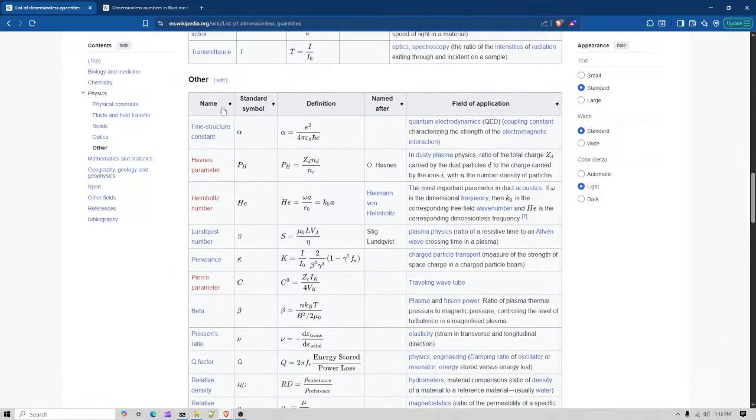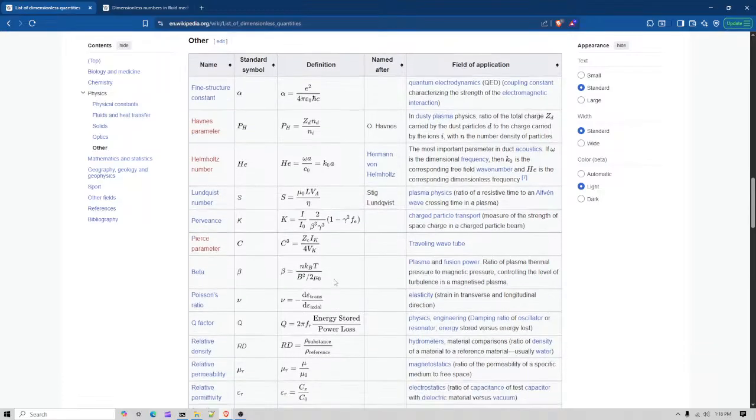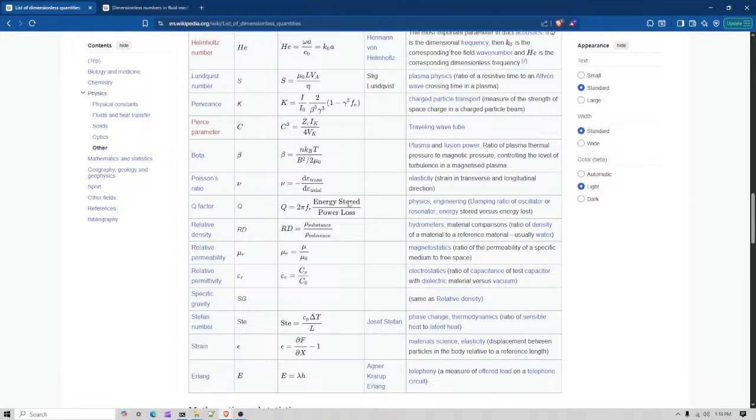Oh, fine structure constant. That's a popular one in physics, dealing with electromagnetism and levels of energy in an atom. What else is there? Any others that I recognize?